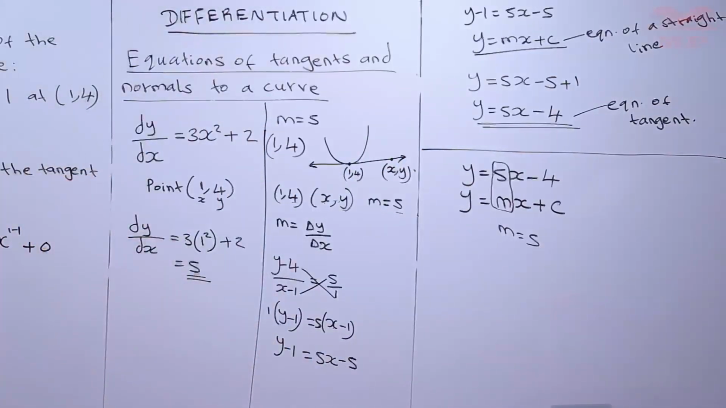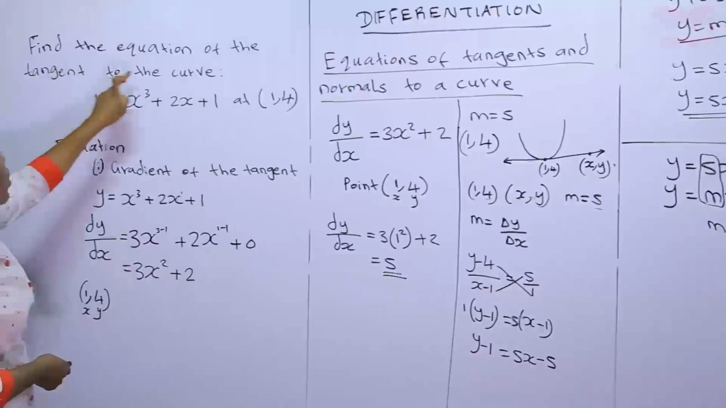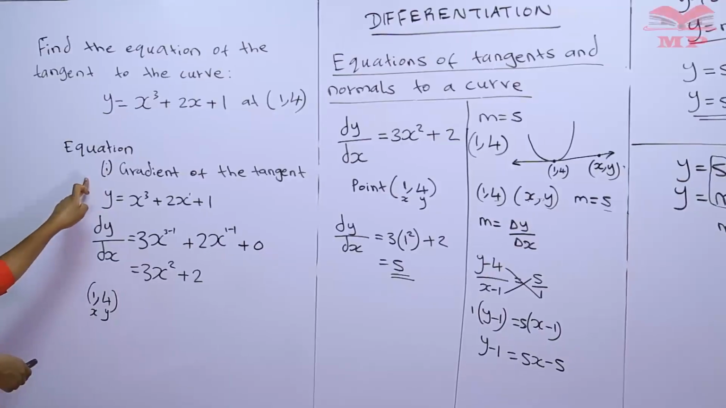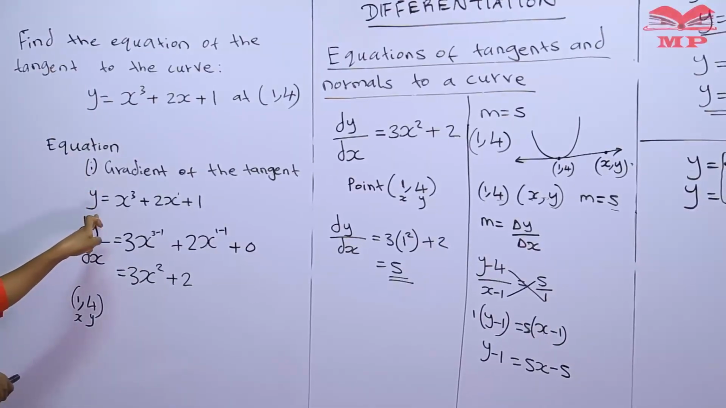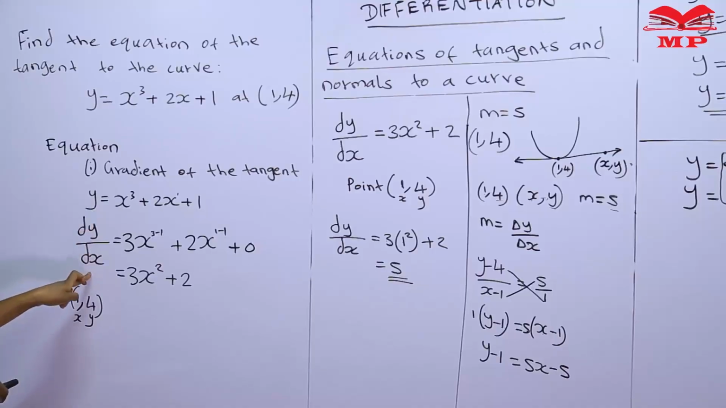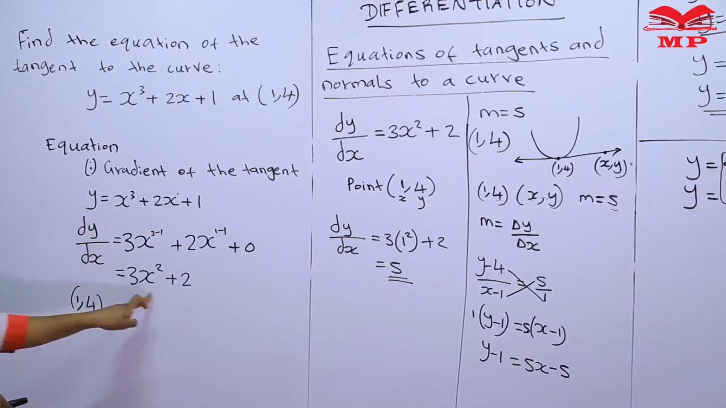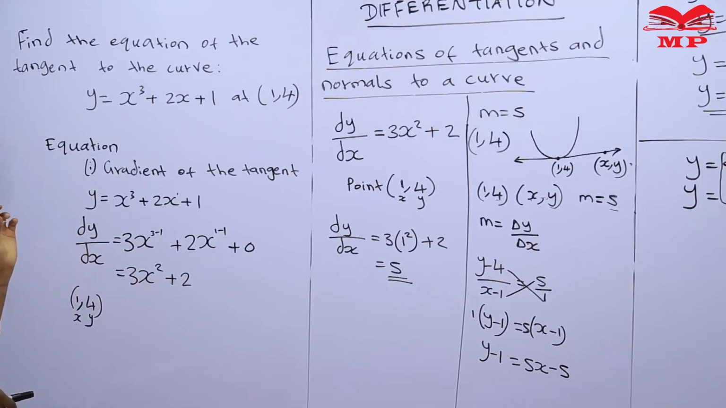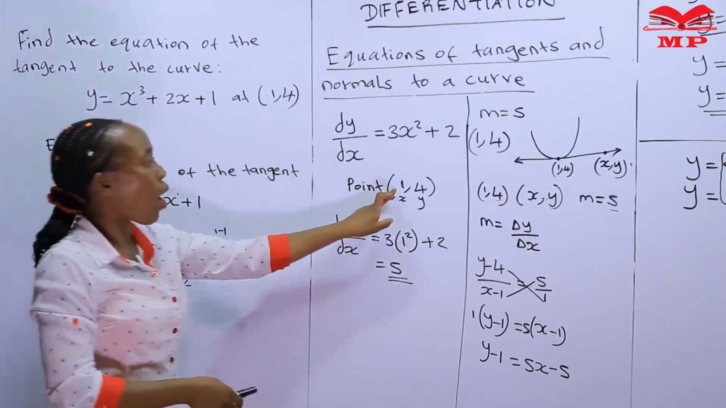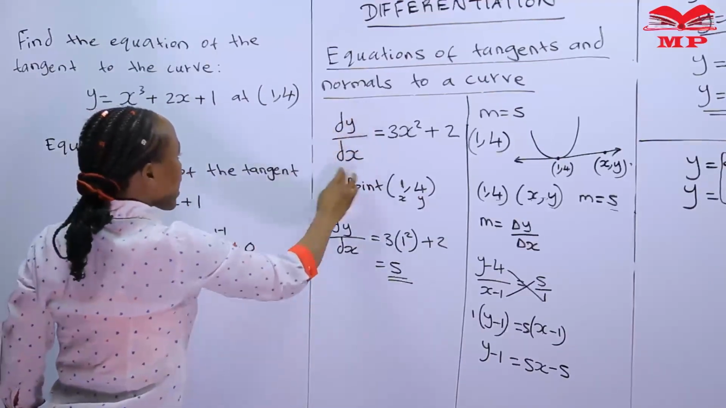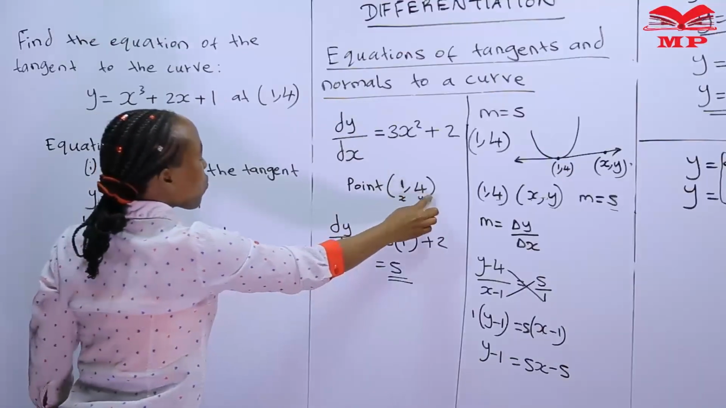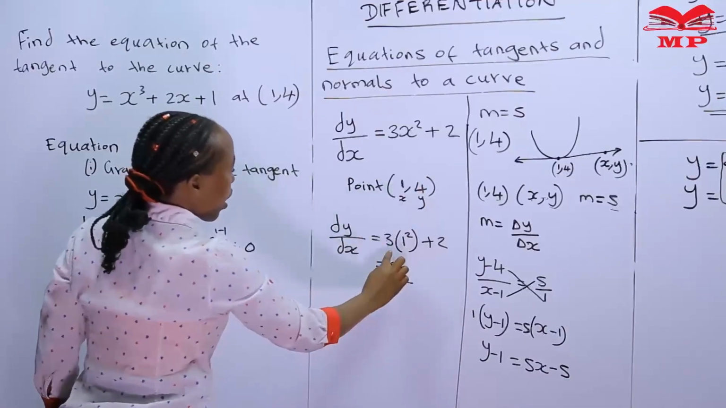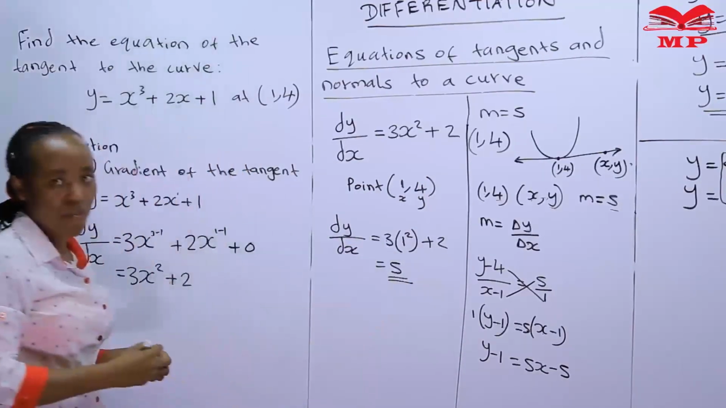So I repeat, whenever you are given such a question, find the equation of the tangent to the curve at this point. The first thing is to get the gradient function. We simply differentiate, and when you differentiate, you get the gradient function. Then after getting the gradient function, we require the actual gradient at the point (1, 4). For x we have 1, so we substitute x with 1, and we are going to have the gradient as 5.